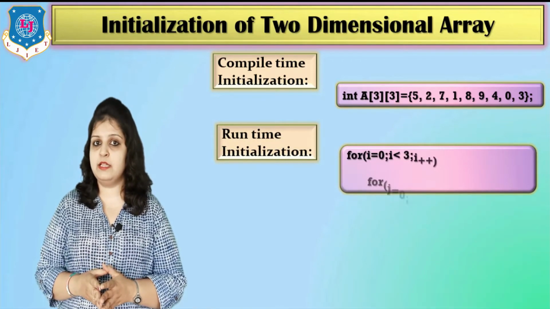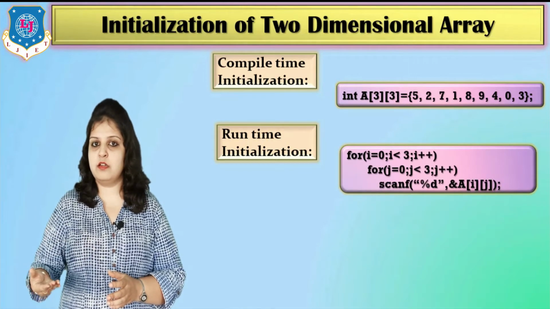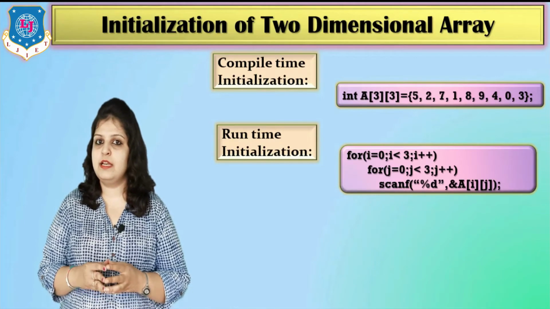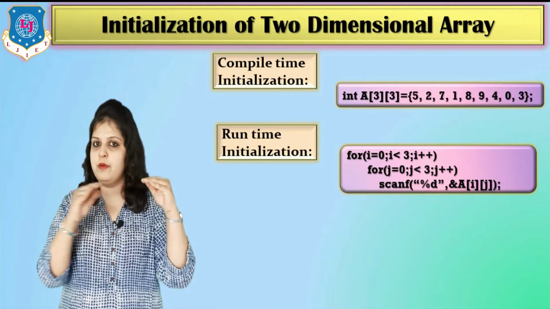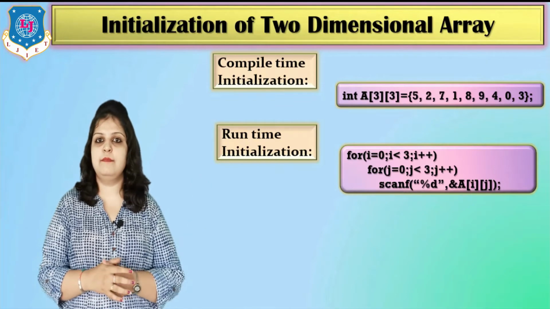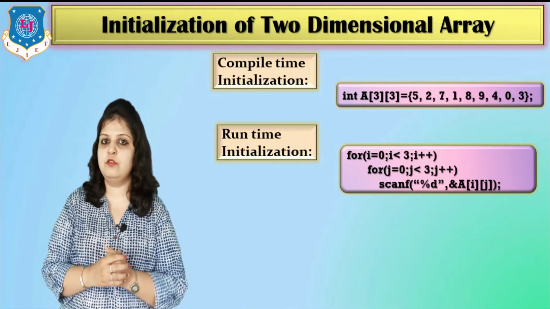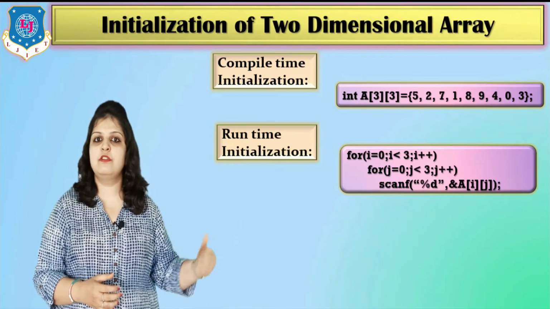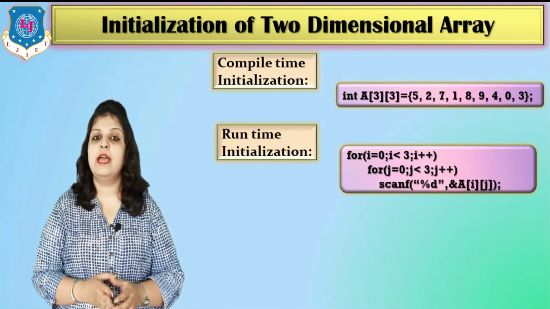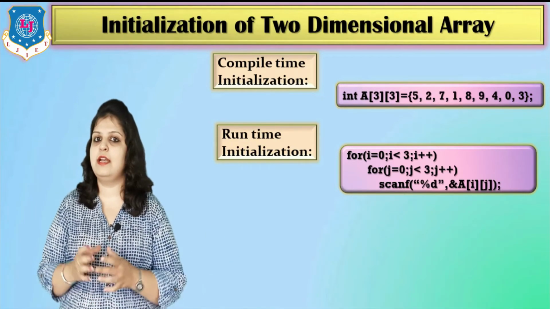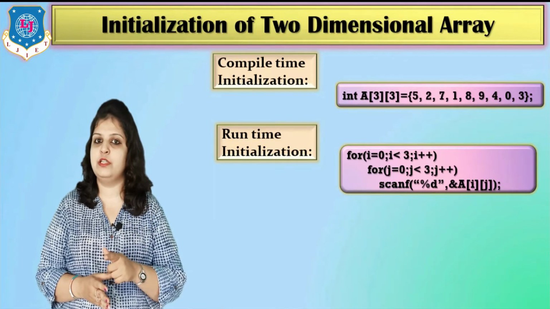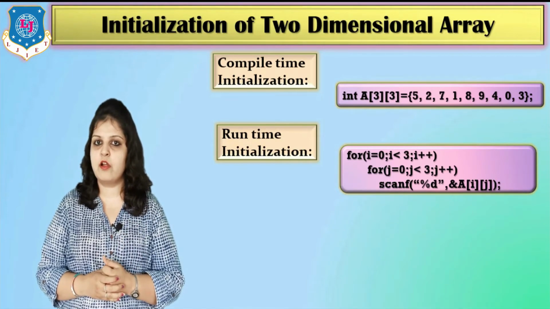Remember this thing: when you want to enter or print the values of a two-dimensional array, you must use a nested loop. Nested loop means the outer loop is used for the number of rows and the inner loop is used for the number of columns. Here in the example you can see for i = 0 to i < 3 and j = 0 to j < 3. Why 0? Because array index starts from 0. Then we have to write the scanf function, and in scanf write %d for integer and &a[i][j]. i is for row and j is for column.